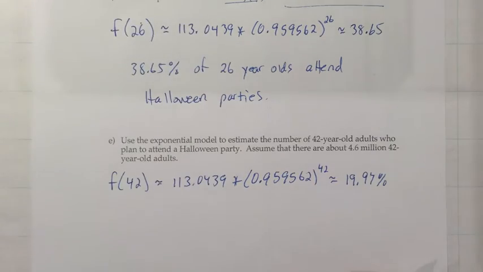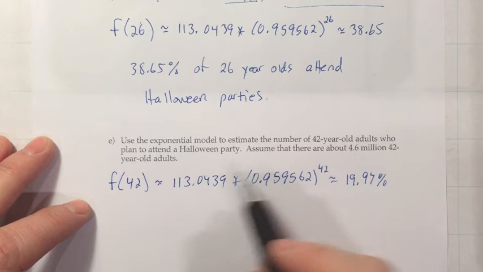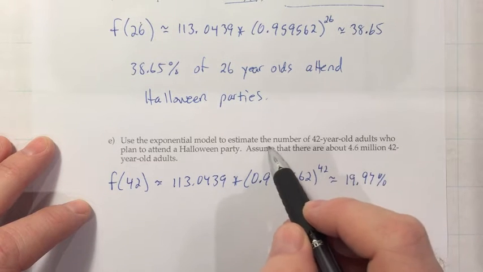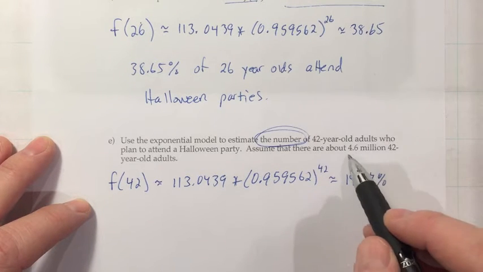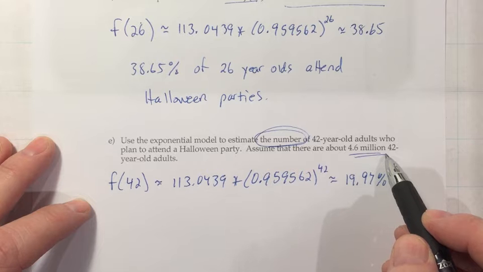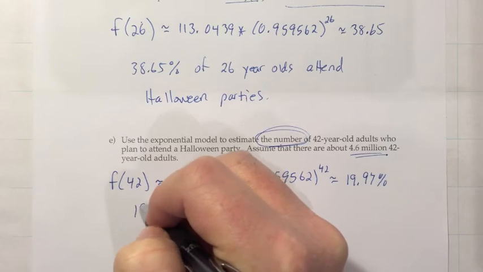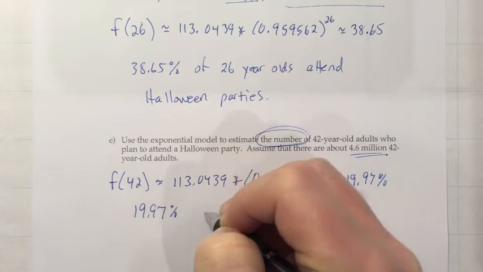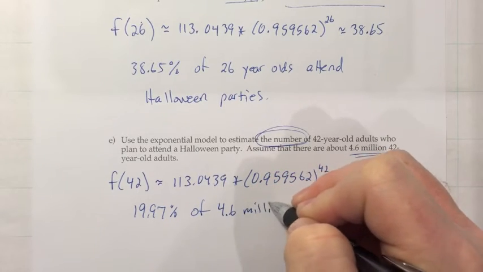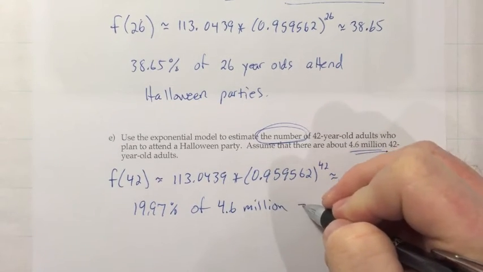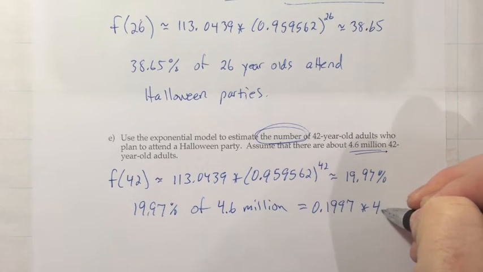And so the reason that's not the end is because they didn't ask what the percentage was. They said, estimate the number, not the percentage, but the number. So we know it's this percent, and then we know there's 4.6 million people in that age group. So what we need to do is take 19.97% of 4.6 million. And so we would do that by doing 0.1997 times 4.6 million.